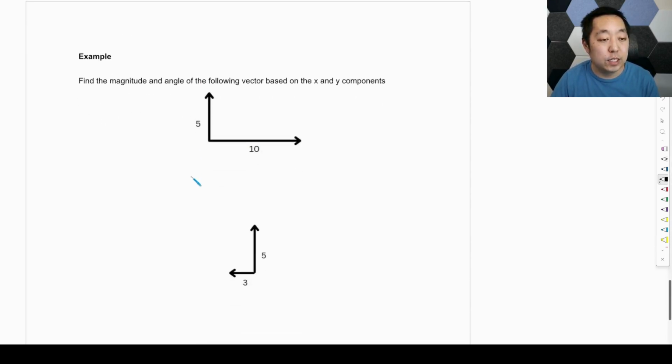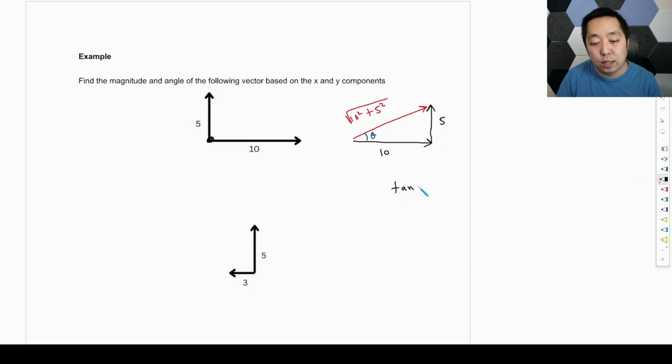Okay, so let's take a look at some examples here. Find the magnitude and angle of the following vector based on the x and y component. So this is here where we have like an x component, a horizontal component, and a vertical component. You can redraw it where this side is 10 and then make that right triangle again. And then this side would be 5. Okay, and then the hypotenuse would be this part, which you would say is the square root of 10 squared plus 5 squared. And then if you wanted to know, say, this angle, you would say, oh, tangent of that angle is 5 over 10. So theta is, you would just use your calculator, inverse tangent of 5 over 10, like that.